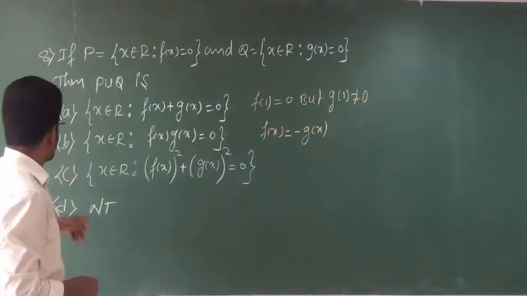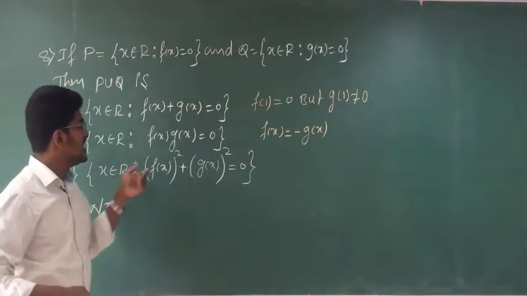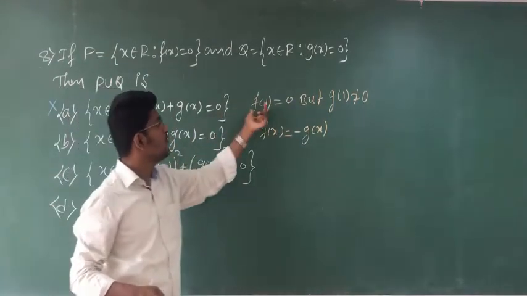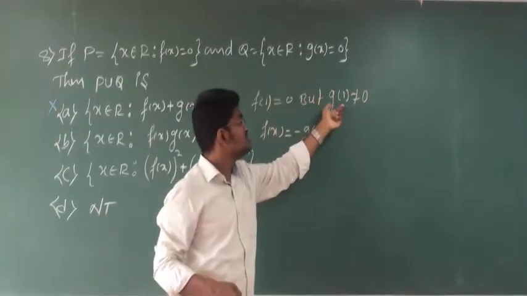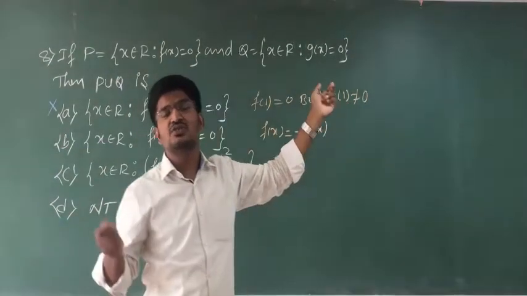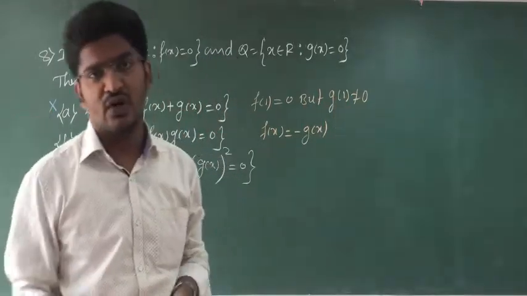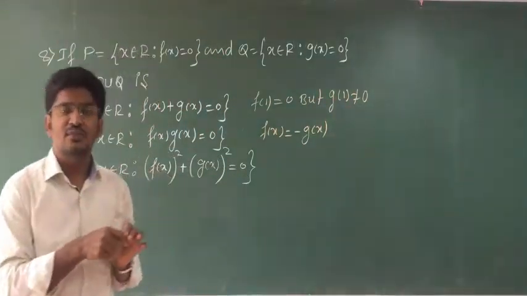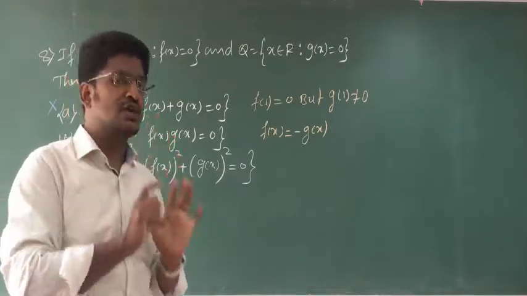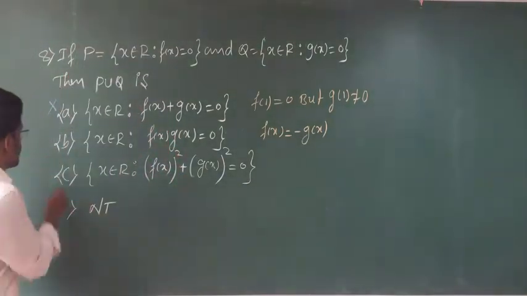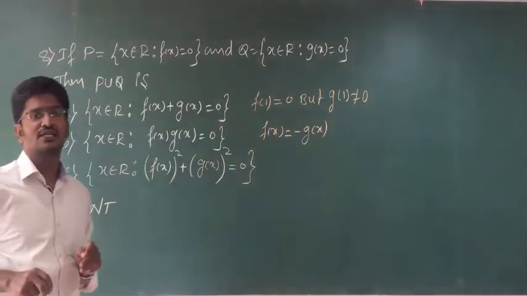Clear? Come to option C. Again they are taking the square of f of 1. If I take the square of f of 1, it is 0. If I take g of 1, the square of that number which is not equal to 0, again it will not be equal to 0. Clear? Any number which is not equal to 0, you take the square of that, again it is not equal to 0. Therefore option C will also not be your answer.